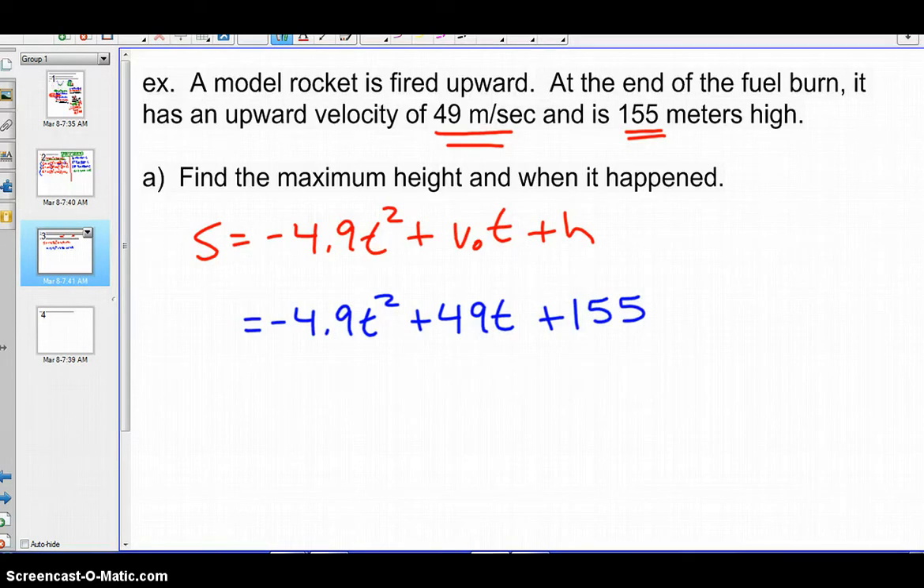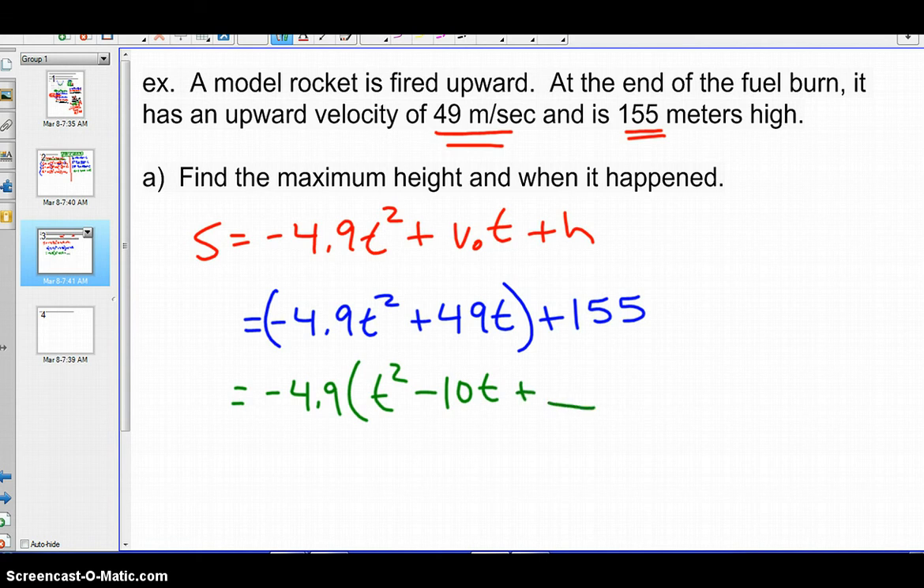And then if we recall setting this up to find the maximum height, we know that if it has a maximum, that it would be a downward graph here. But we need to set it up, and what we talked about a couple days ago was completing the square, and we can factor out the common of just the first 2. So if we factor out here a negative 4.9, we're left with t squared minus 10t. I'm going to leave that blank so that we can complete the square. And we're going to keep the 155 separate.